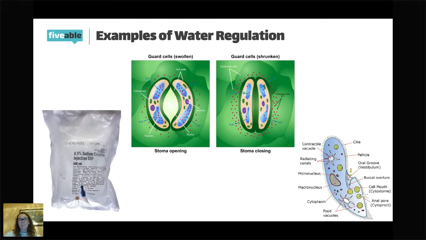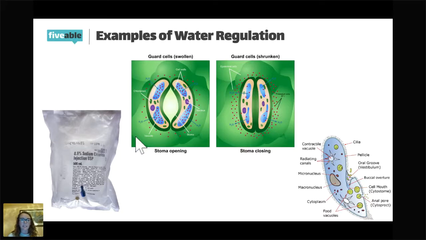And that, for whatever reason, seems to show up on the AP exam a lot, the lovely paramecium and its contractile vacuole. So now you know a little bit more, but these are all real life examples that happen all the time with the movement of water between concentration gradients. So you can just kind of keep those in mind. Sometimes they show up.